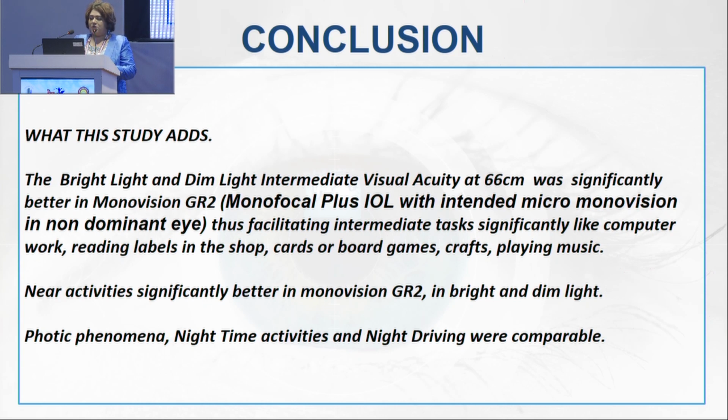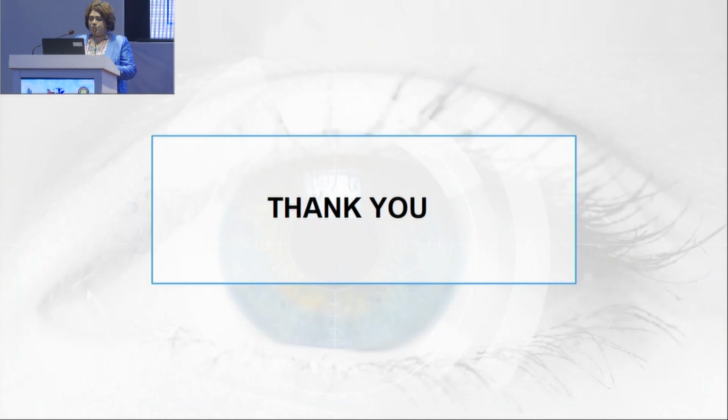like computer work, reading labels in the shop, cards or board games, crafts, playing music. Near activity is significantly better in monovision group 2 in bright and dim light. The photic phenomenon, nighttime activities and night driving were comparable in both the groups. Thank you.